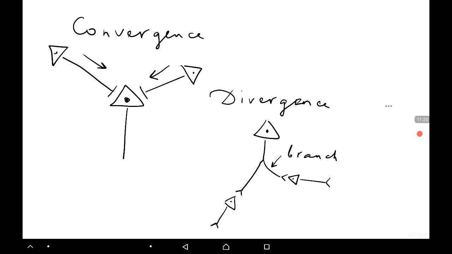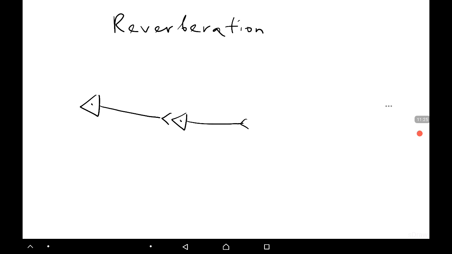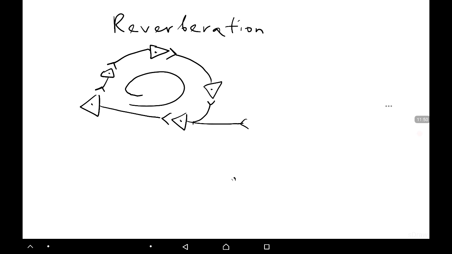Another type is called reverberation. In that case, we see several neurons. Second neurons may produce the collateral, and then we may see the loop. Several neurons, and excitation may go back. So, if action potential is produced in that system, it will circulate in this neuronal loop for a while, and then may go away.